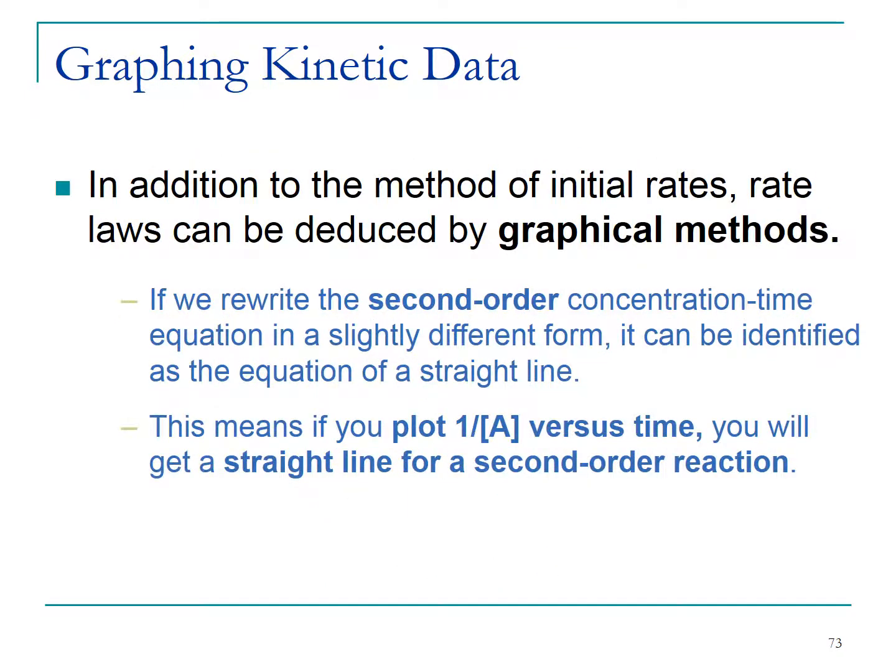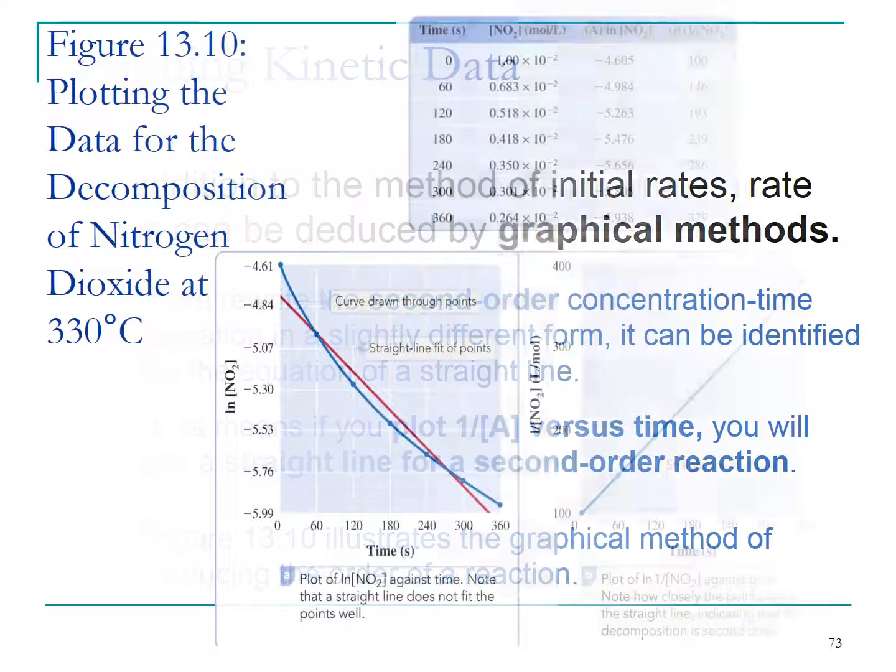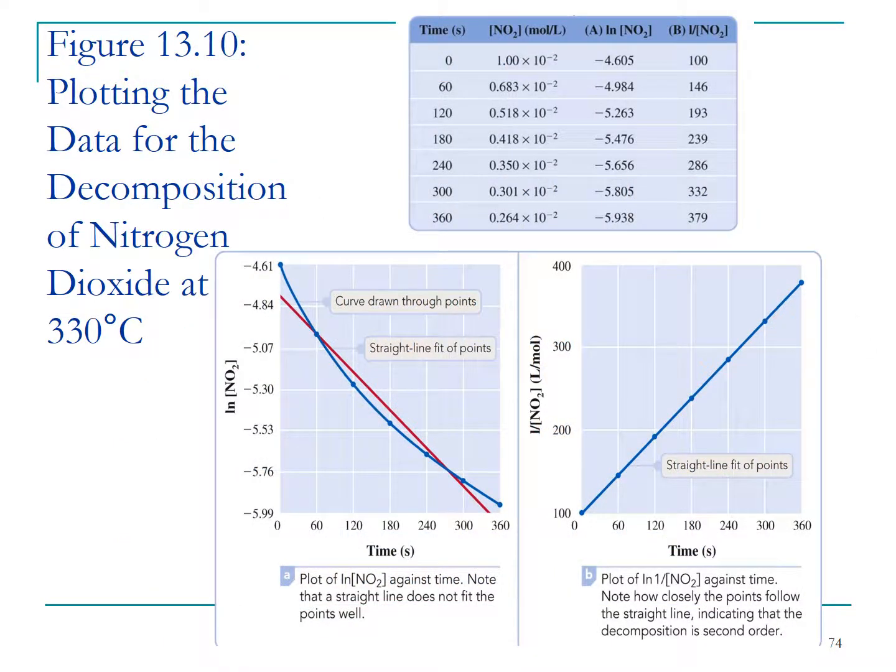So again, plot 1 over A versus time, with time on the x-axis and 1 over A on the y-axis, and we get a straight line if it's a second order reaction. So this graph is showing us sort of the difference. They're giving you a bunch of information. There's the time versus the concentration of N2 over time, right?